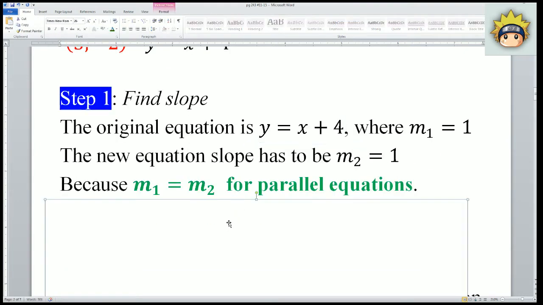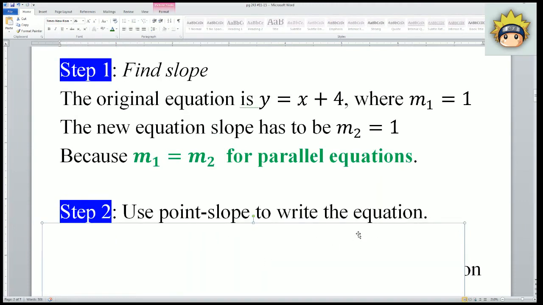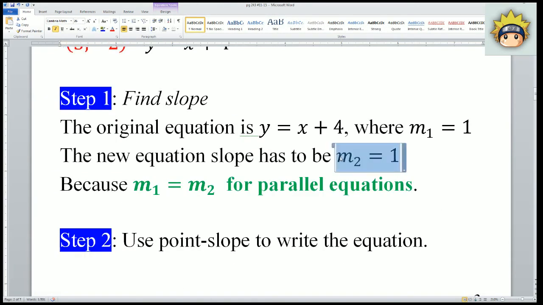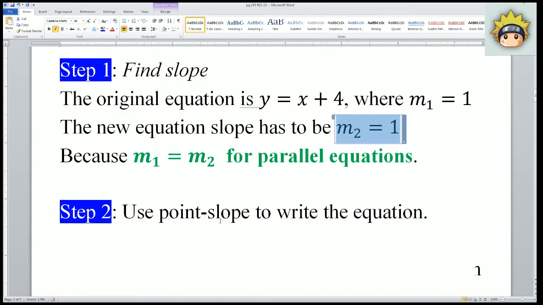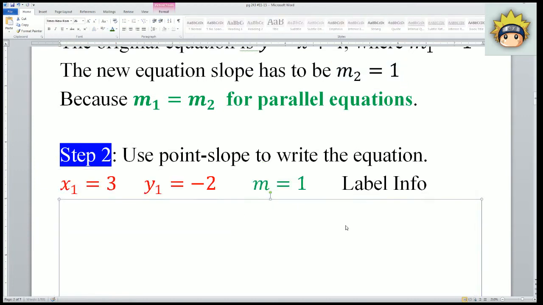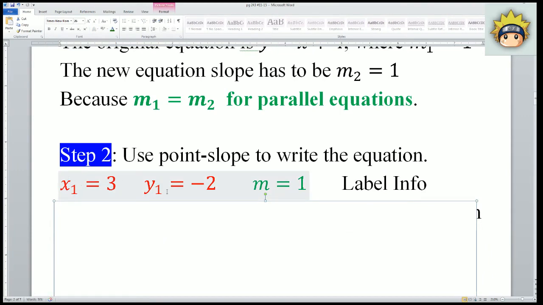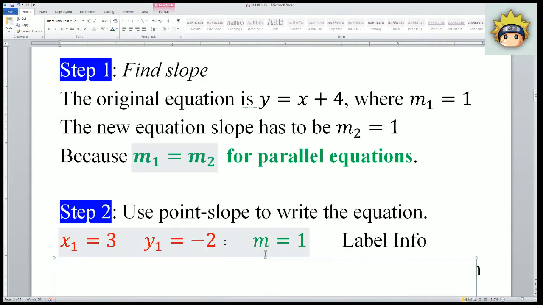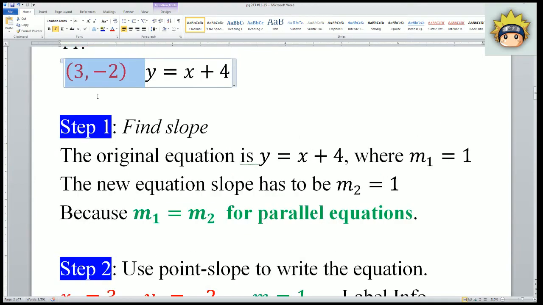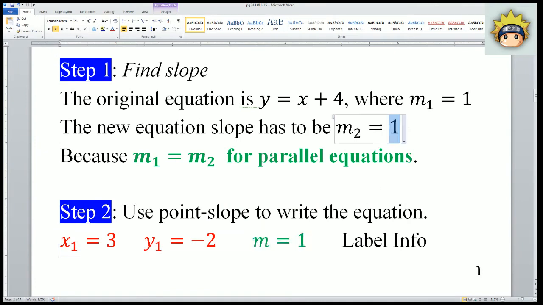Now that we have the slope m2 equals 1, we can use step 2. Use point slope. Why am I using point slope? Because I have a point and now I have a slope. You can use another equation if that is better, but for the sake of this video I will be showing it using point slope. I label the information: x1 equals 3, y1 equals negative 2. How do I get these? They come from this point here. X is the first one in the ordered pair, y is the second one. And again, m is equal to 1 because we got this information here.